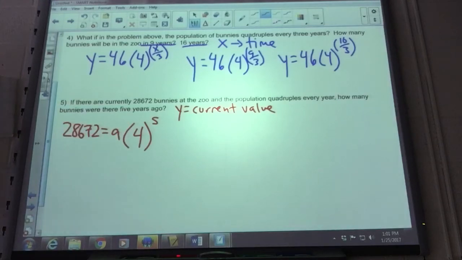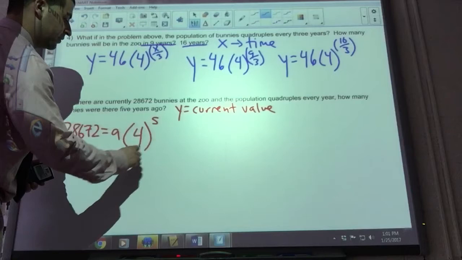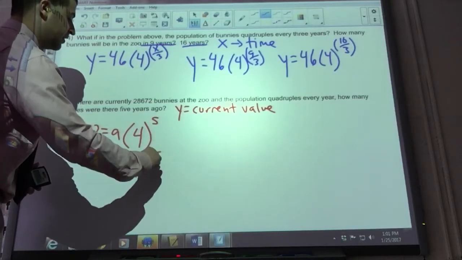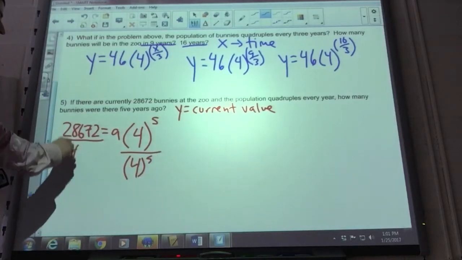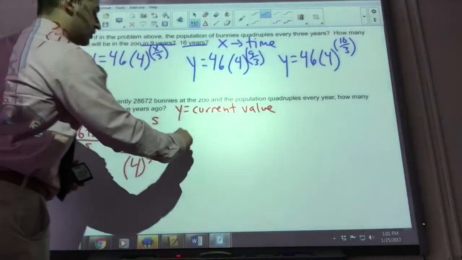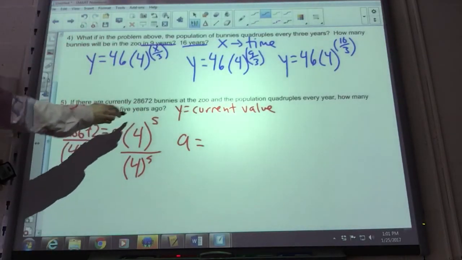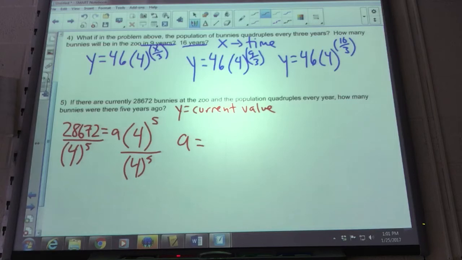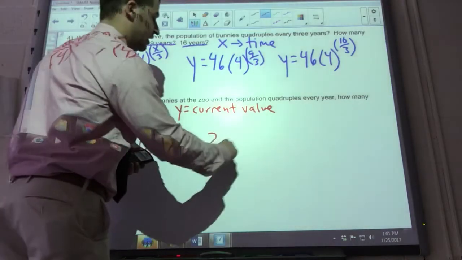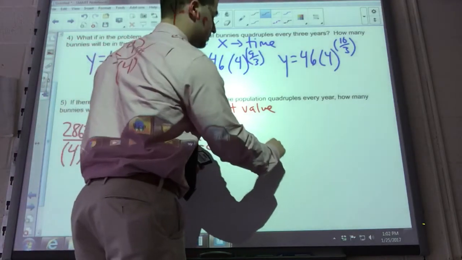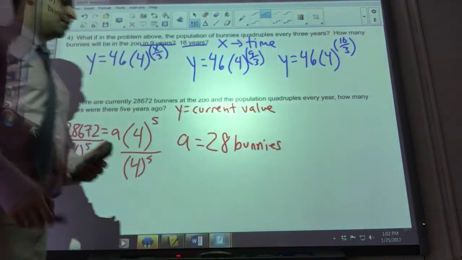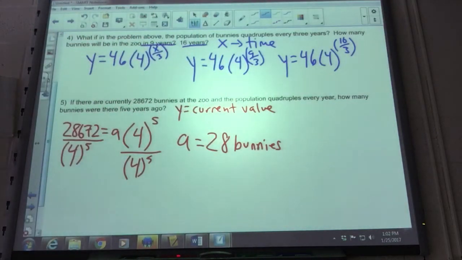As you can see here, it looks like some pretty simple algebra. If we just divide by 4 to the 5th, or you can simplify 4 to the 5th and then divide, it doesn't really matter. Then you'll be able to solve for your A, or your initial amount, which is how many bunnies there were 5 years ago, which is presumably when this new problem started. And it would be 28 bunnies when solved out. Keep in mind, if you ever get a portion of a bunny, make sure you round down. You can't have portions of bunnies.